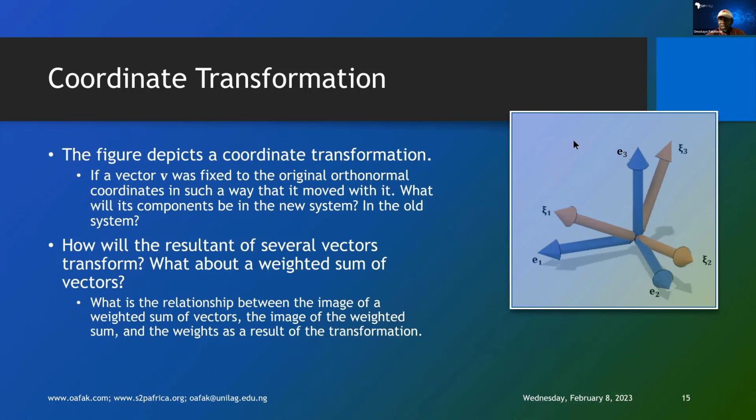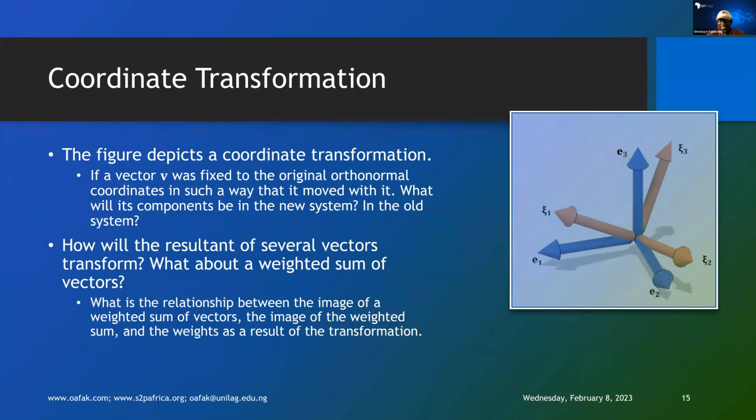Good. Can you see the blue coordinates? You can see the blue coordinates that have E1, E2, E3 as unit vectors. Okay, so you've seen that. Now, the pink coordinates, I hope it is pink. The one with the other color, I don't know the color, I'm sorry. They have Xi1, Xi2, and Xi3 as their unit vectors.